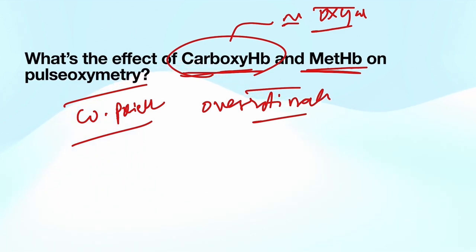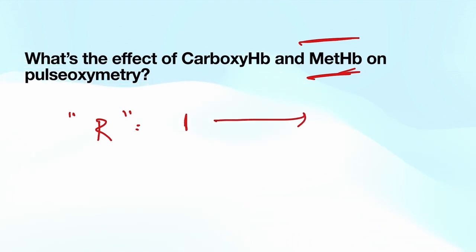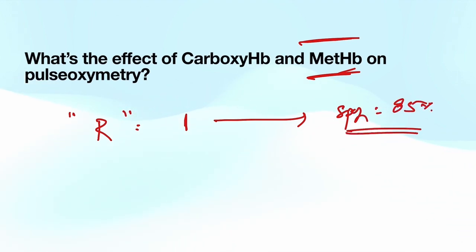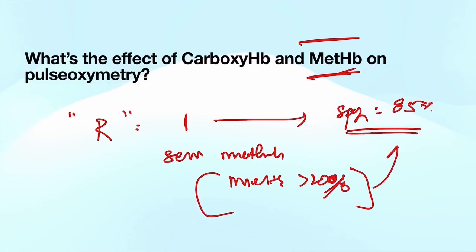So it overestimates the value. And what happens with methemoglobin? In methemoglobin, as we had discussed in the basic principle, when we calculate the ratio, it comes out to be 1, which corresponds to a SpO2 value of 85%. This happens with severe methemoglobinemia, meaning methemoglobin percentage of more than 20. So with more than 20% of MetHb, you get a SpO2 value of 85.